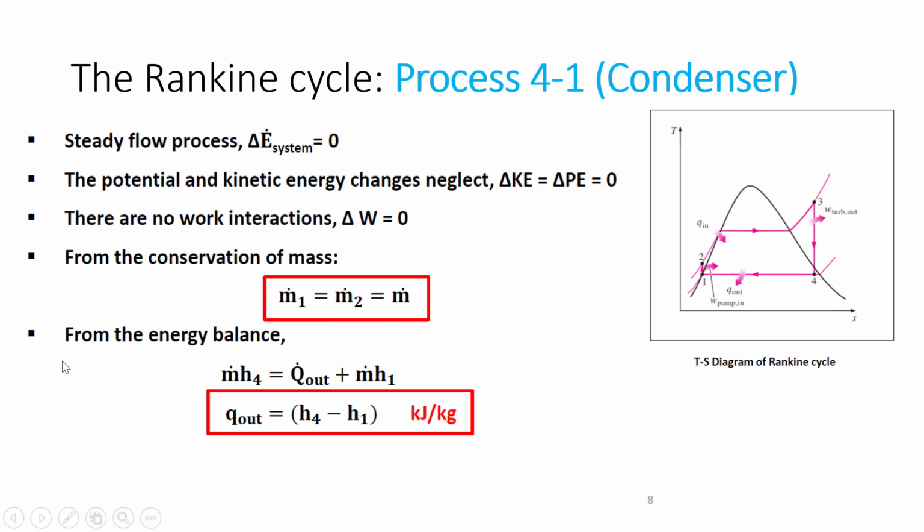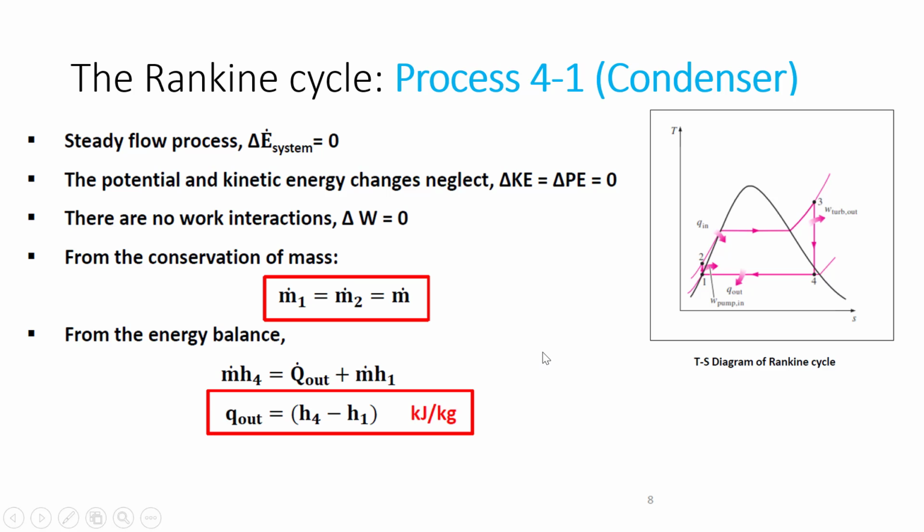So from the energy balance equation, at point 4 we have only m dot h4. In this process we have m dot h1 and also Q out. So m dot h4 equals Q dot out plus m dot h1. Rewriting the equation, we get specific heat out equal to h4 minus h1. Okay, this is the process for the Rankine cycle.